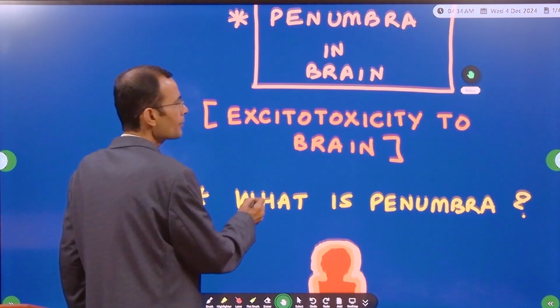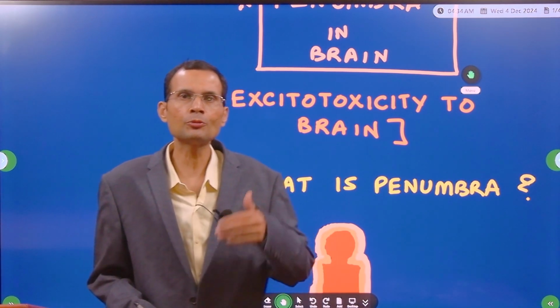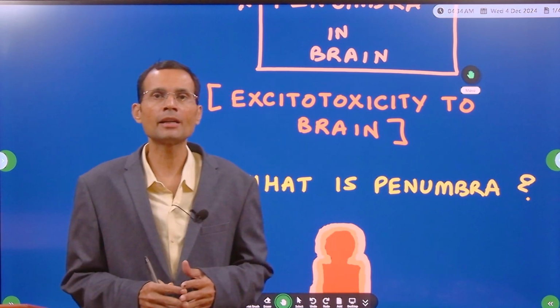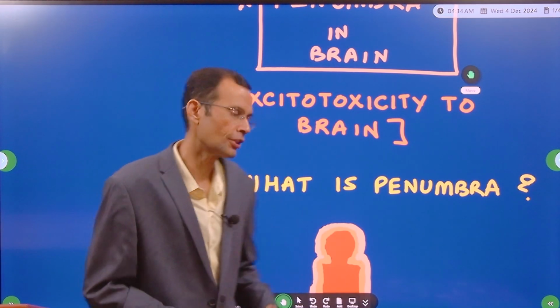So basically, penumbra is excitotoxicity to the brain. Excessive excitation in some areas of the brain, resulting in damage to the nerve cells in that region.